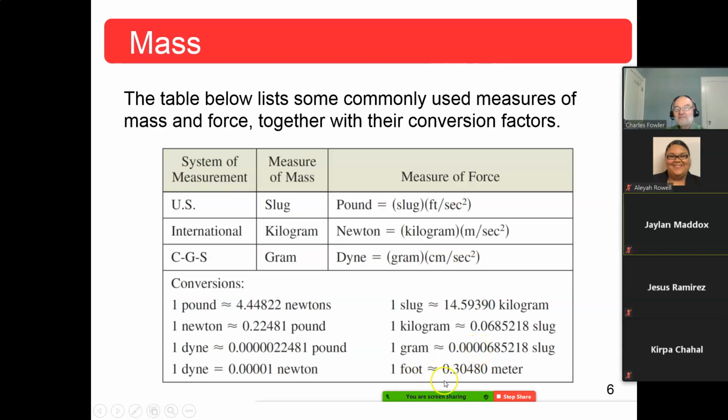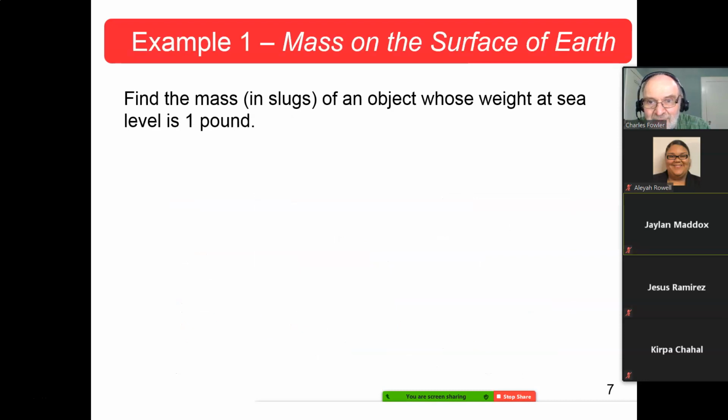A foot is less than a third of a meter. 0.30480 meters. That would be your length measure between here and here. Interesting, the book does that. Most physics books don't even give you a table like that anymore.